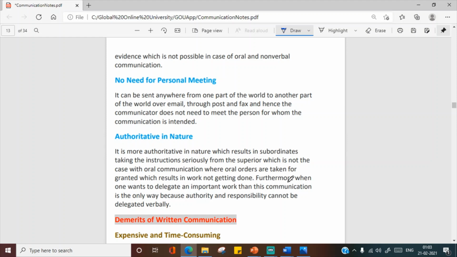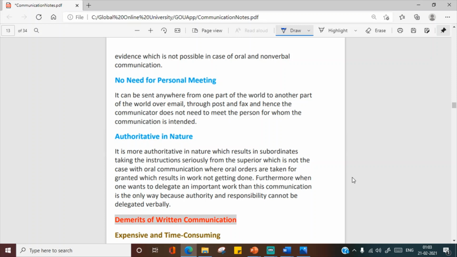So, with written communication, every time you do not want to speak to the person, when you want to avoid a personal meeting, you can write on the channels. For example, you can write it on email or on a WhatsApp message or normal messages.